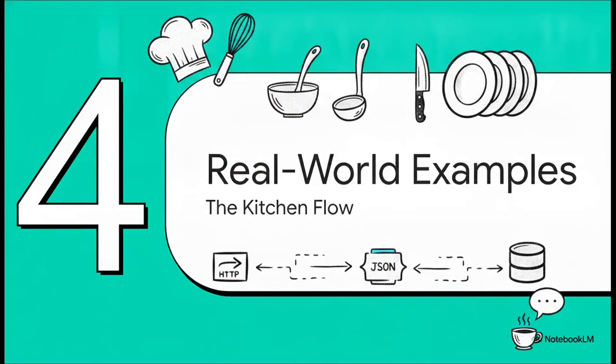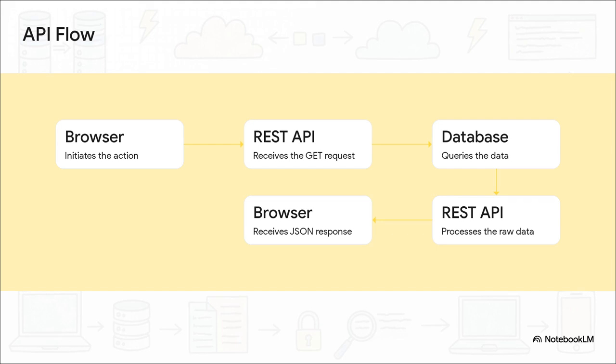Which brings us to Section 4, real-world API examples. Let's look at the actual kitchen flow. All right, here is the complete life cycle of a data request, from start to finish. Step 1, your app kicks things off. Step 2, it fires a GET request straight to the REST API. Step 3, the API turns around and queries the database. Step 4, it grabs and processes that raw data. And finally, Step 5, it carries a beautifully formatted JSON response right back to your screen. It's a complete round trip, and the crazy part, this all happens in literal milliseconds.